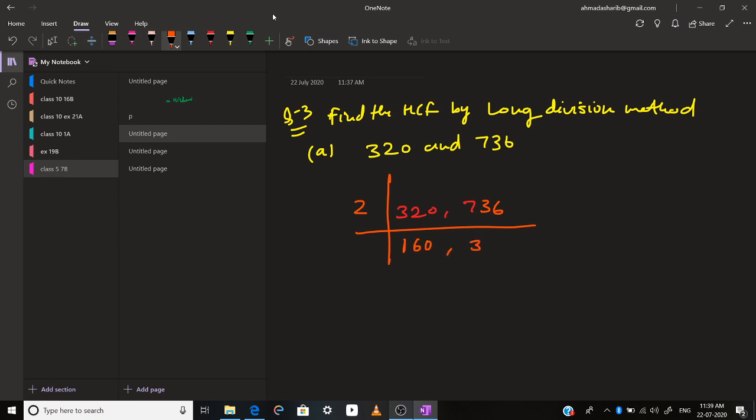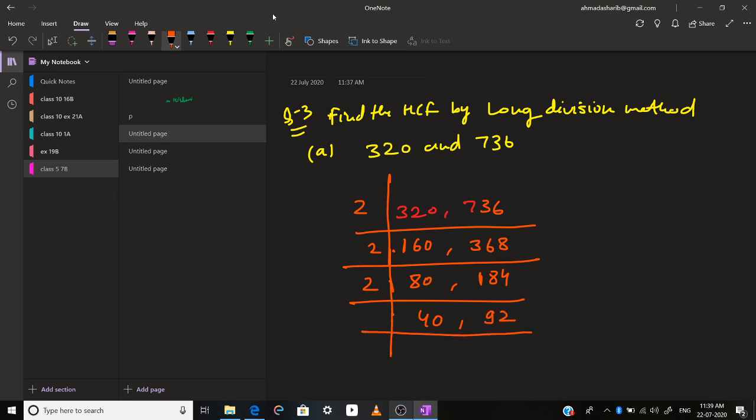Now 2 3s are 6, it was 7, 1 will come here and it will become 13. So 2 6 are 12, again 1 carry, 16, 2 8s are 16. Now reduce again by 2, 2 8s are 16, and then 0, and 2 ones are 2, 1 carry, 16, 2 8s are 16, and 2 4s are 8. Again reduce by 2, 2 4s are 8, and 0 as it is, 2 9s are 18, 2 2s are 4. Okay, 92. Again reduce by 2, 2 2s are 4, and 2 4s are 8, 1 carry, 2 6 are 12.